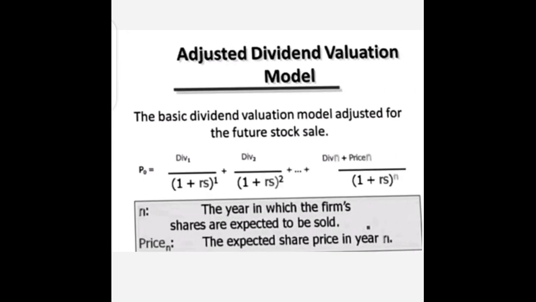Here we have the same formula with some adjustment: the basic dividend valuation model adjusted for a future stock sale. If we will sell the stock in the future, then we simply add the sale price to the dividend and discount it for the time period when it is sold. Here N represents the year in which the firm's shares are expected to be sold, and price N represents the expected share price in year N.